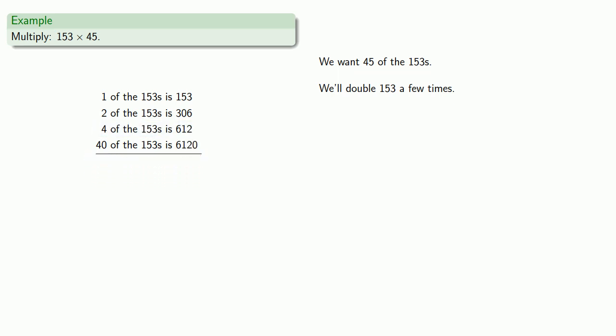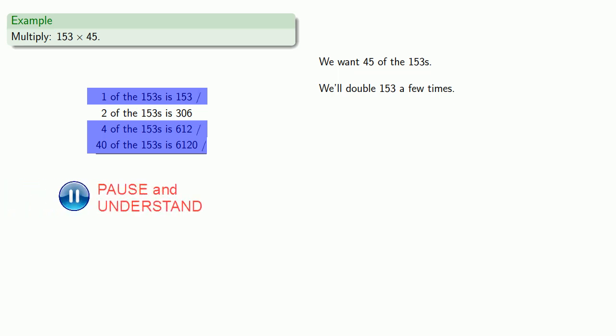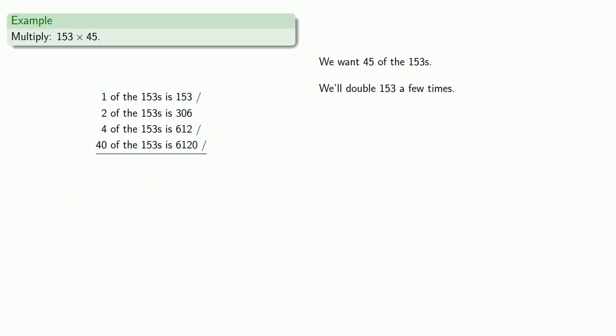Now, to get 45, I need to pick up the set of 40, and 5 more. Well, that's the set of 4 and the set of 1. So I'll put a check mark next to these to indicate that we do need these in our shopping cart. Meanwhile, we don't need this set of 2, so we'll either cross it out or ignore it. So our shopping cart now has a 40, a 4, and a 1. And if we add the corresponding amounts together, we'll get our 45 153s.